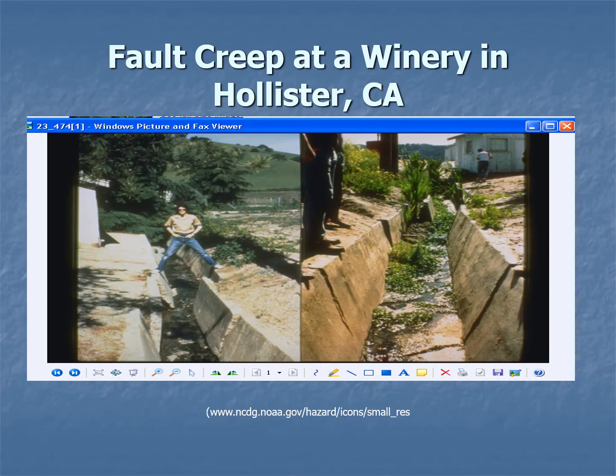So this is a winery in Hollister, California. So you'll notice clearly this is not a natural stream. This is some kind of irrigation project. It's made of concrete. It's man-made. Anyway, that image on the left there, they've had some slow offset there of their irrigation structure.